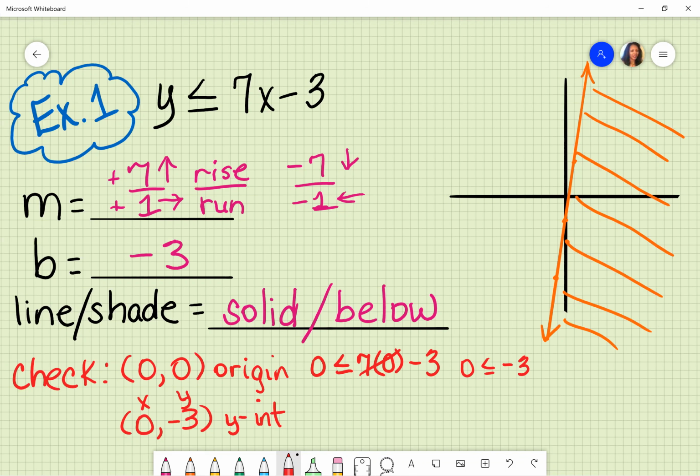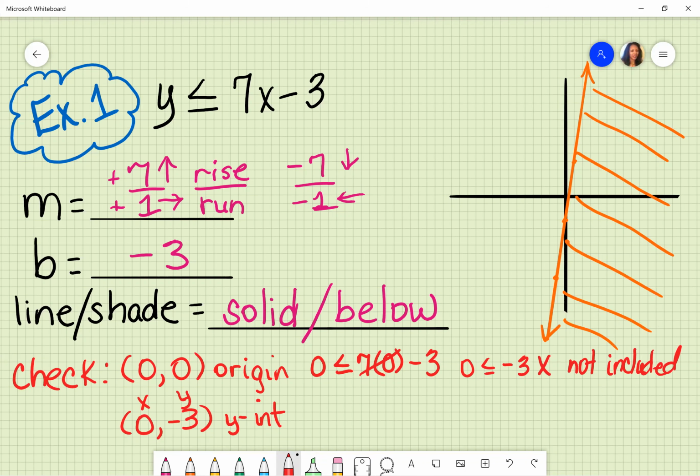Well, we know that that is not true if we were to do a number line. So 0 is over here and -3 is here. And as you go to the right, it's getting bigger. So 0 is not less than, it's actually bigger. So if that is not true, that means that my origin is not included in my shaded area. So if I go back to my graph and look at the origin is on that side. So that means that side should not be shaded. So far I'm on the right track.